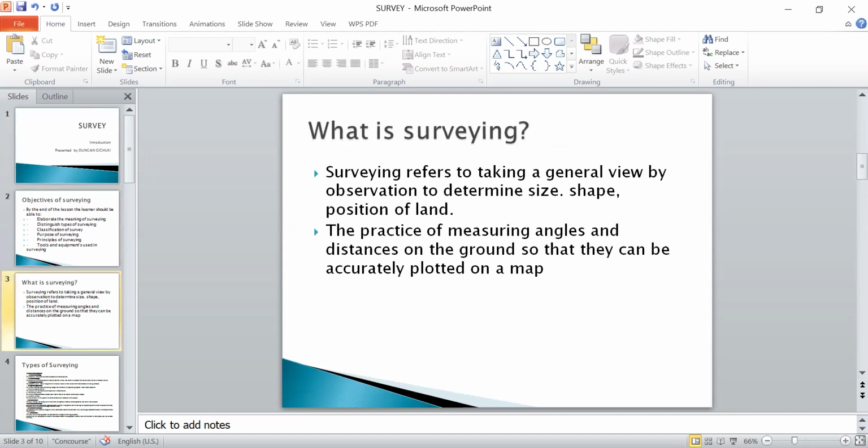So what is surveying? Surveying refers to taking a general view by observing to determine size, shape, and position of land. We can also define it as the practice of measuring angles and distances on the ground so that they can be accurately plotted on a map. By measuring angles, we have the method of triangulation whereby we construct triangles and measurements are taken from the triangles that you have formed.